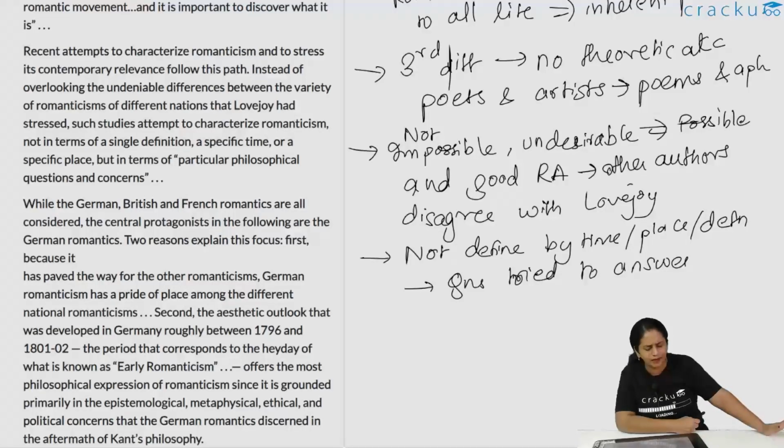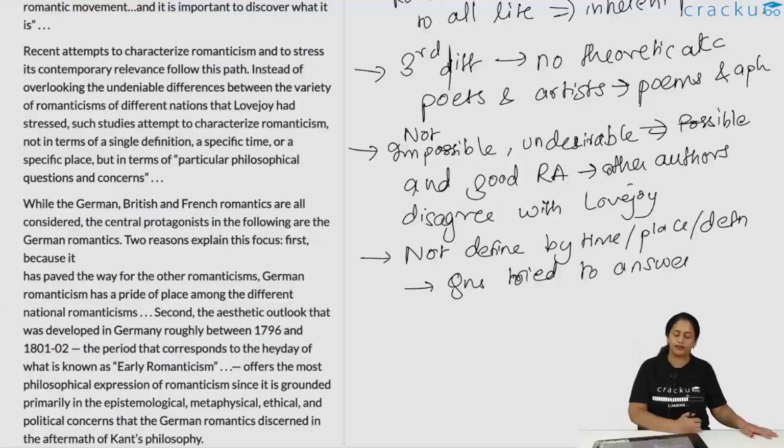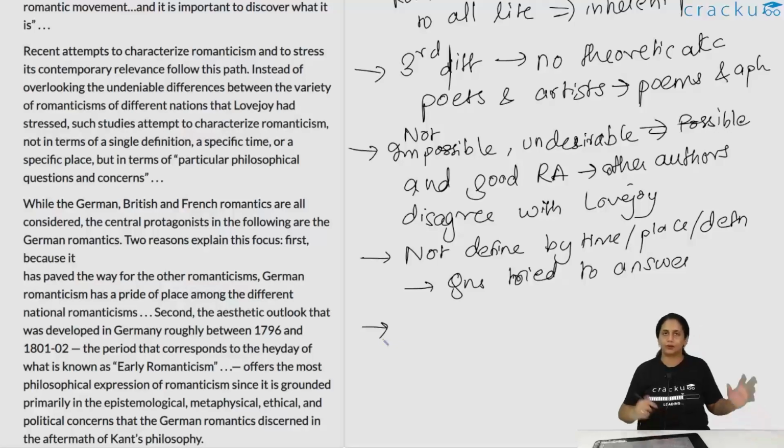First, because it has paved the way for other romanticisms. German romanticism has pride of place among the different national romanticisms. Second, the aesthetic outlook that was developed in Germany roughly between 1796 and 1801 to 1802, the period that corresponds to the heyday of what is known as early romanticism, offers the most philosophical expression of romanticism since it is grounded primarily in the epistemological, metaphysical, ethical and political concerns that the German romantics discerned in the aftermath of the Kant philosophy.